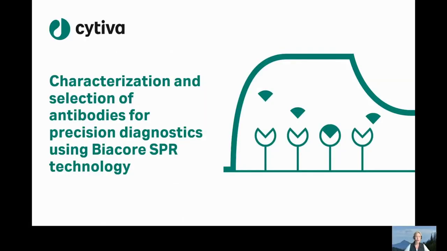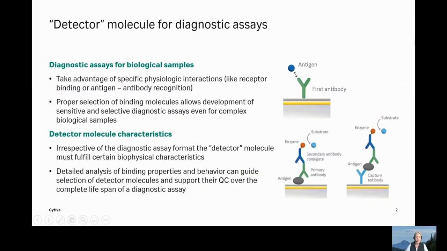Thanks for joining and welcome to my talk about the characterization and selection of antibodies or other proteins for precision diagnostics using Biacore SPR technology. For all precision diagnostic assays, you see here just some examples. Defined detector molecules are needed. Nature provides us with numerous examples of such detectors, like cell surface receptors that bind hormones or growth factors, or the well-known antibodies you see here, each of them recognizing individual antigens, which can range from tumor markers to virus spike proteins.